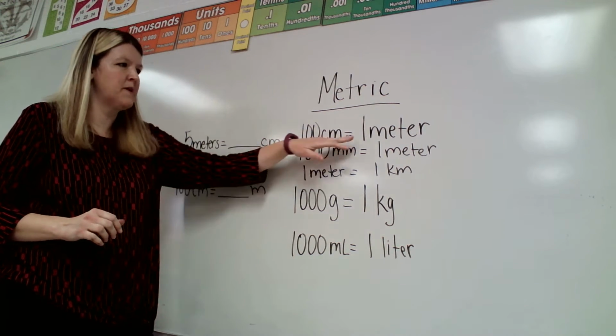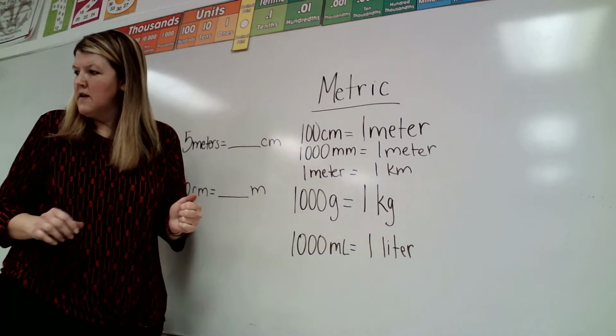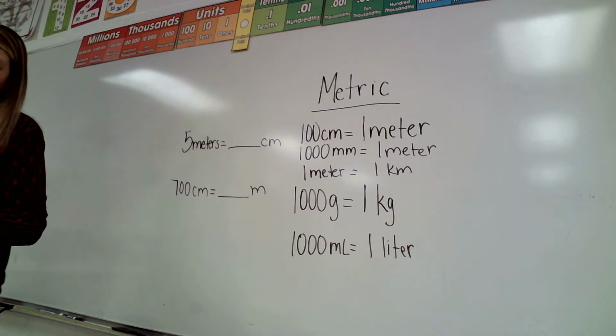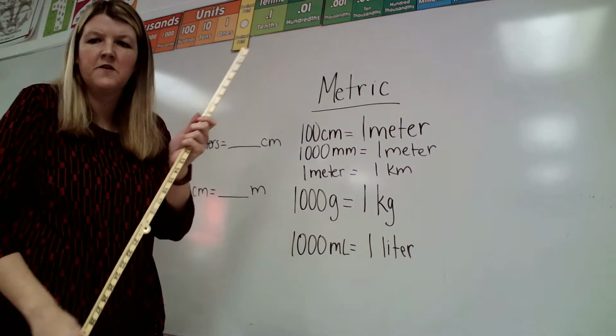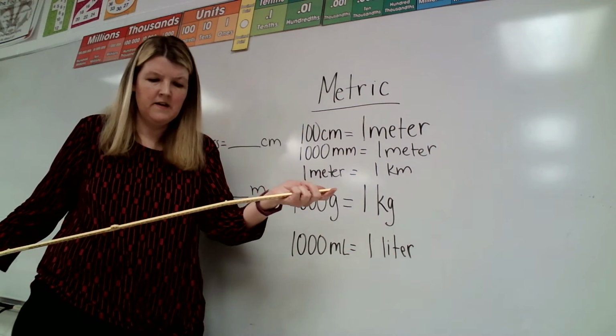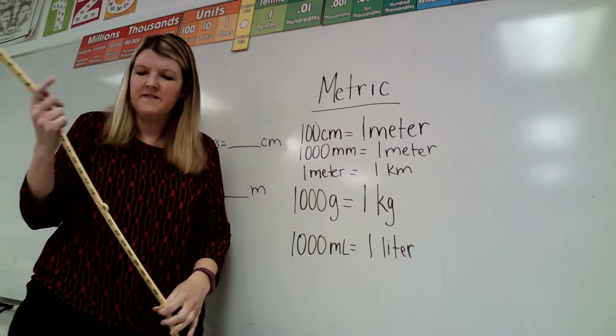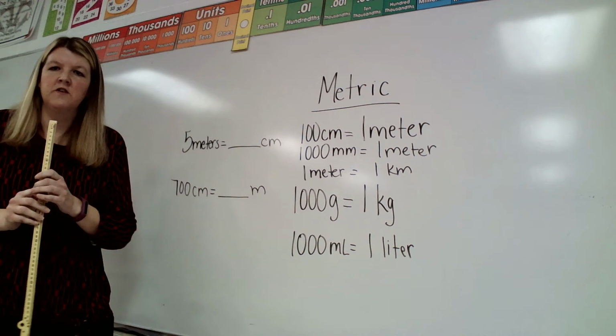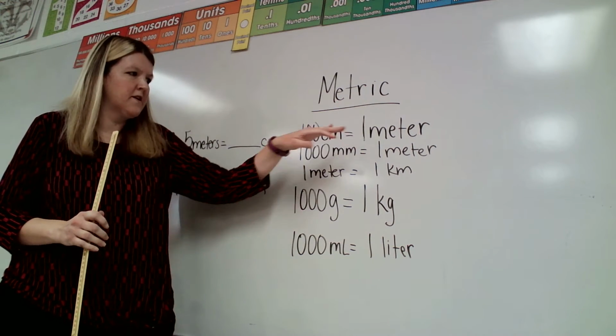So 100 centimeters makes a meter. So if you remember on the last video, I showed you the yardstick. Well, this one is a meter stick. So it's a little bit longer than a yardstick. So it consists of 100 centimeters to make one of these. So 100 centimeters makes 1 meter.